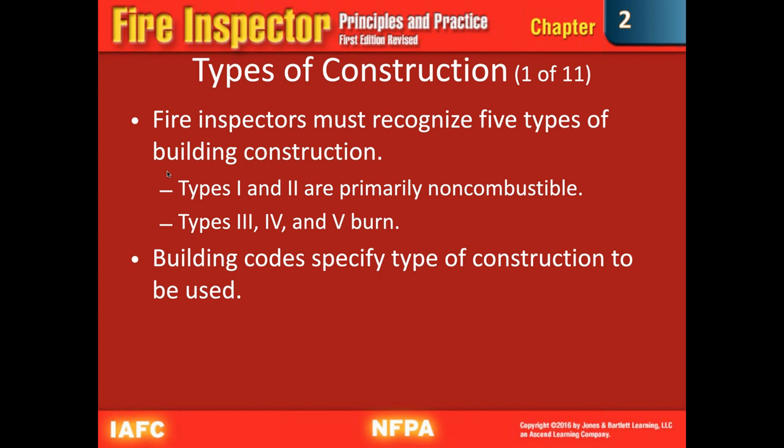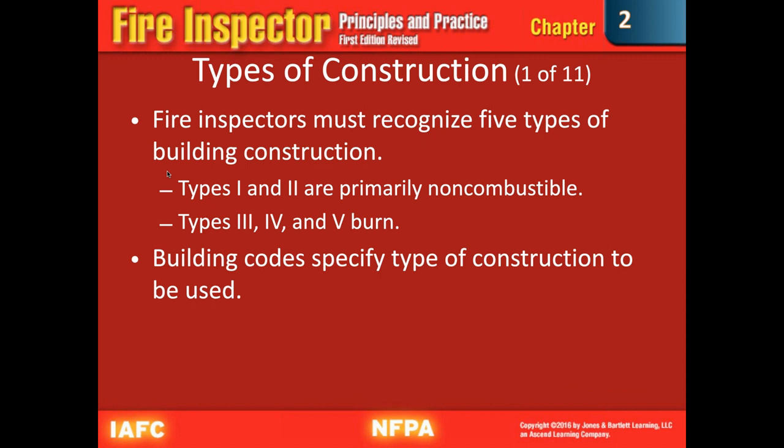So types three, four, and five are the ones that are made out of combustible materials. Fire resistance, everything has a fire resistance to it. It can be 2+ hours, 2 hours, 1 hour, whatever. It's all rated. This is the length of time that a building or a building component can withstand a fire before igniting. They're rated in hours, like I said, and the ratings are merely guidelines.